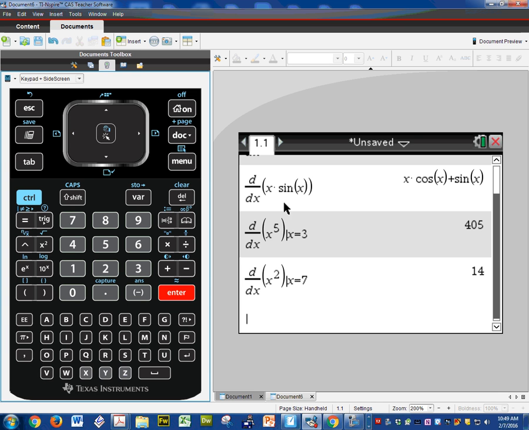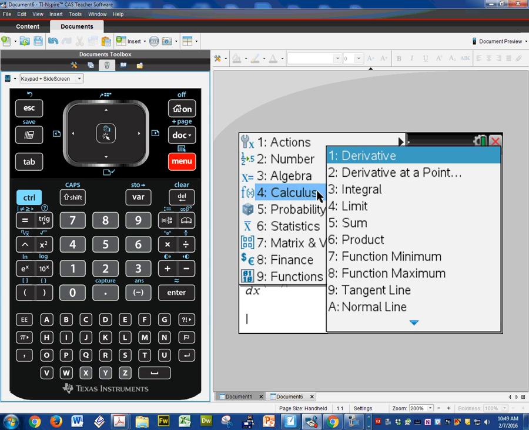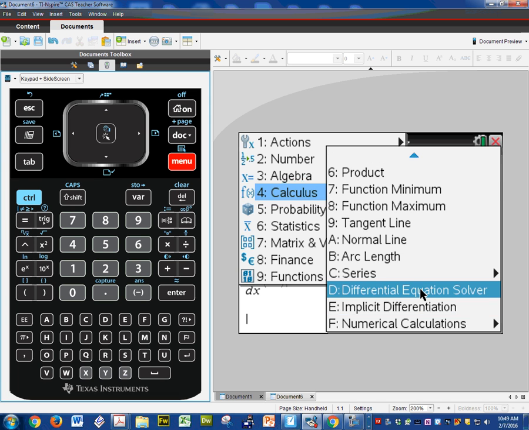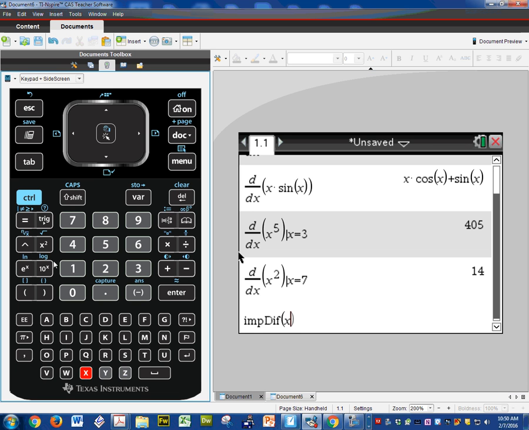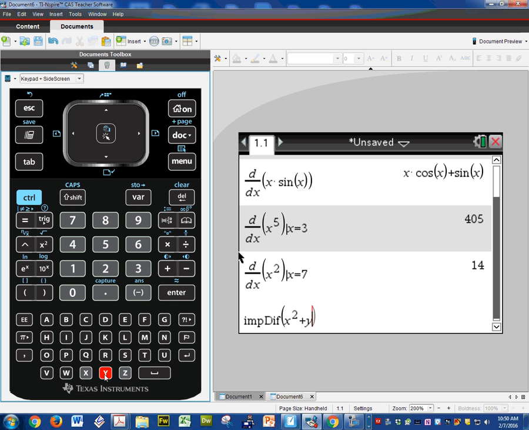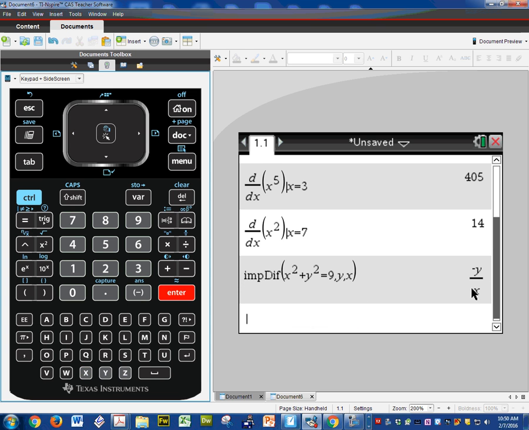And there's 14. Let's suppose I want to take the derivative of a function that contains x's and y's, implicit differentiation. Go to Menu, Calculus, Implicit Differentiation. Let's do x squared plus y squared is equal to 9, comma. The first thing here has to be the y value, so I just type in y, comma. The next one is the independent variable x, and enter. And there's our derivative.